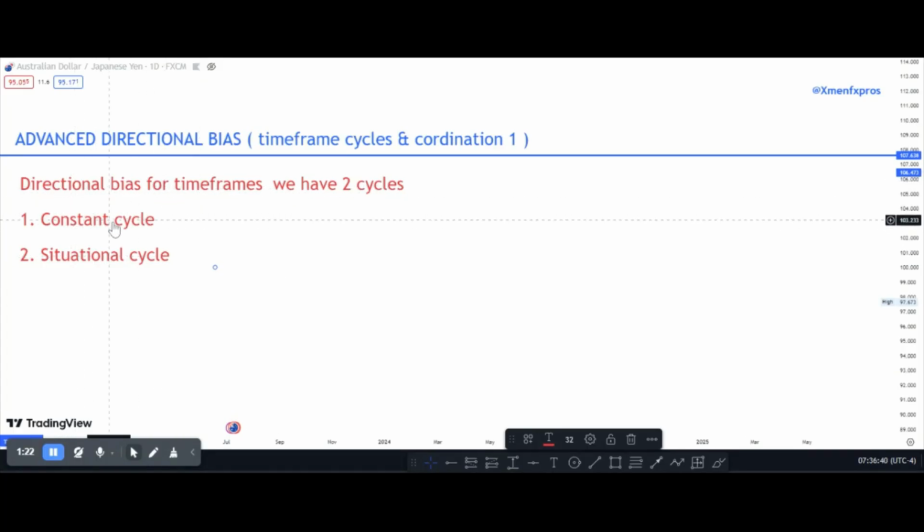You have the constant cycle and the situational cycle, because they are very, very important in the market, and we need to know where we should apply them and how we should approach the price. So let's look firstly at the constant cycle, then finally look at the situational cycle.